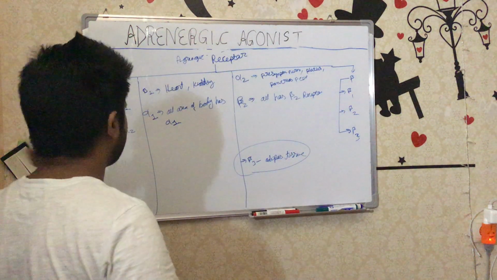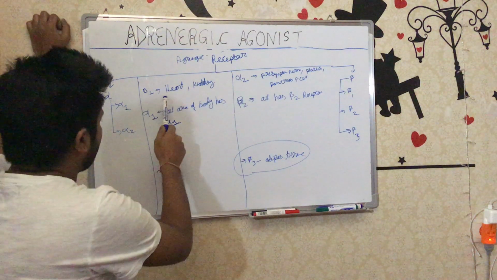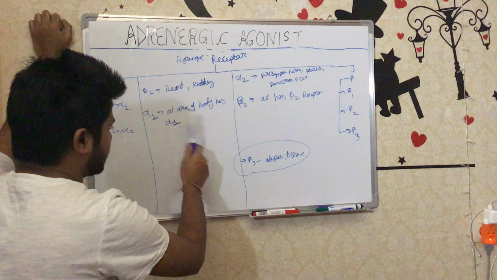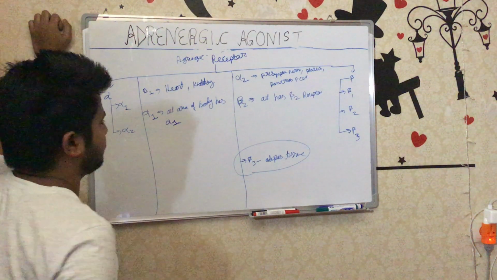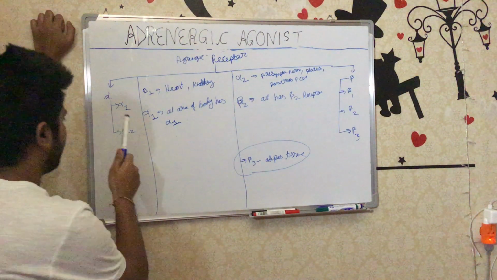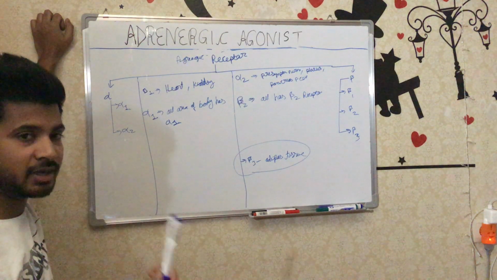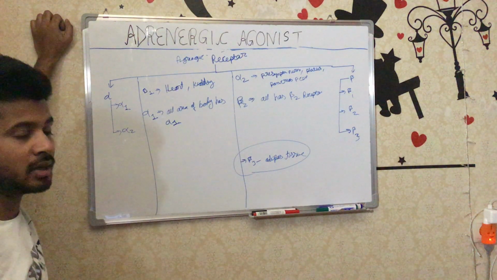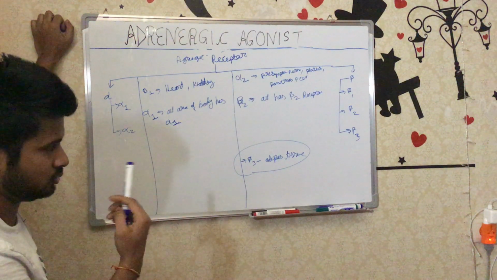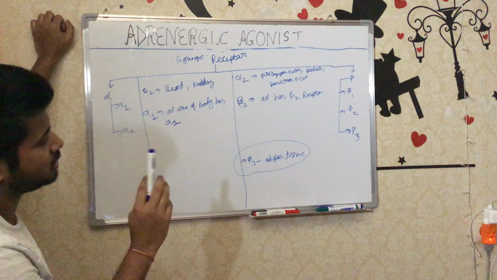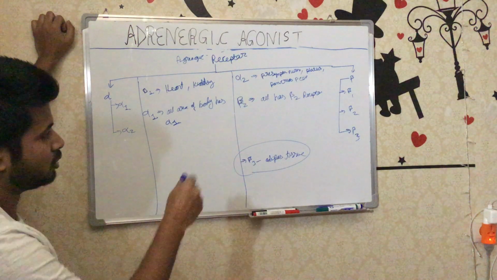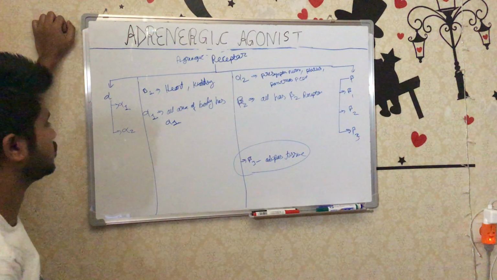Again, I will repeat: beta 1 is in the heart and kidney, and except for that, all areas of the body have alpha 1 receptors for stimulating. Don't forget about inhibiting and stimulating. Alpha 1 and beta 1 are stimulating receptors, and alpha 2 and beta 2 are inhibiting receptors. Beta 3 is not important to memorize, because it's just found in adipose tissue. Mainly beta 1, beta 2, and alpha 1, alpha 2.